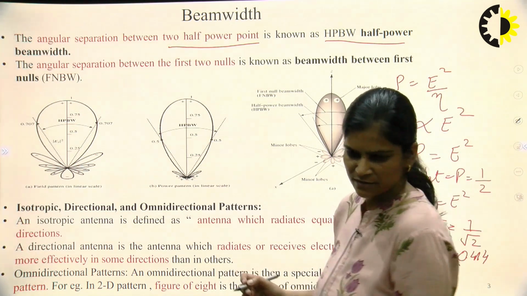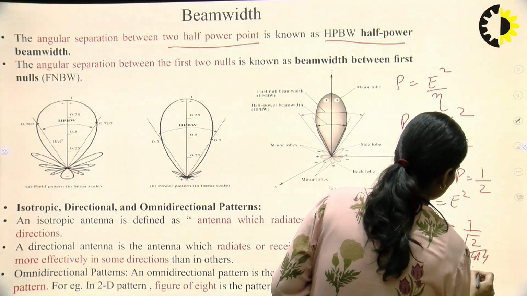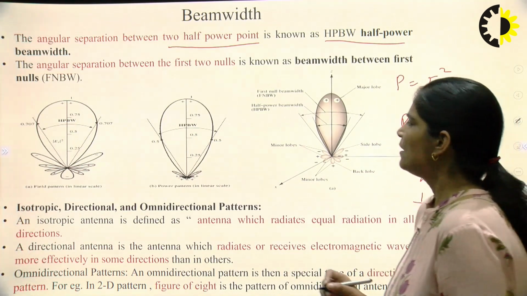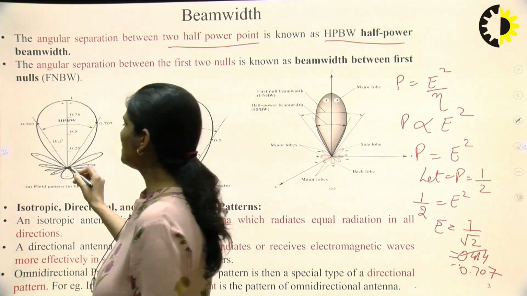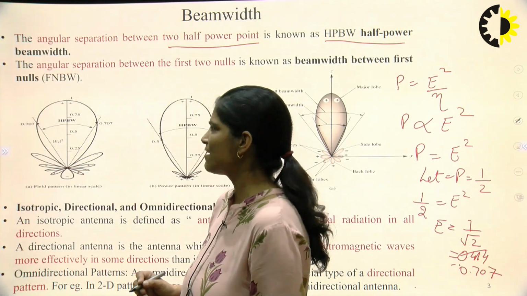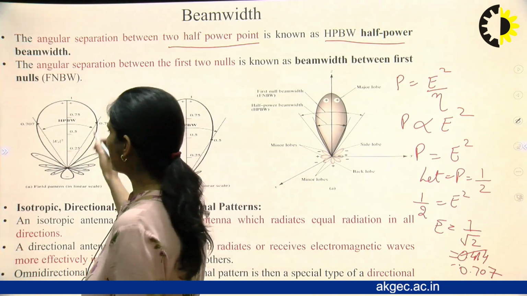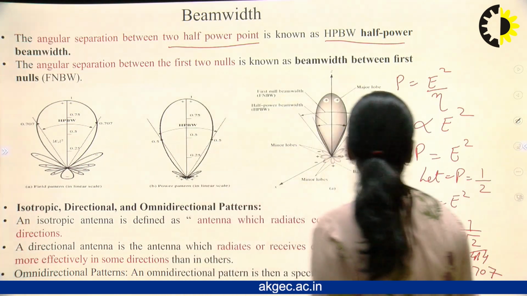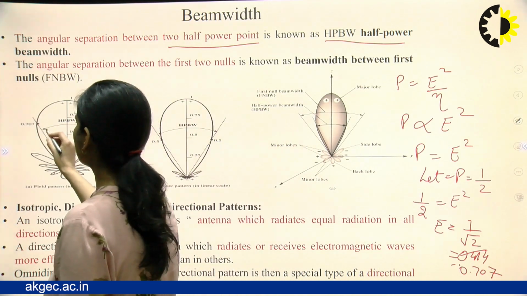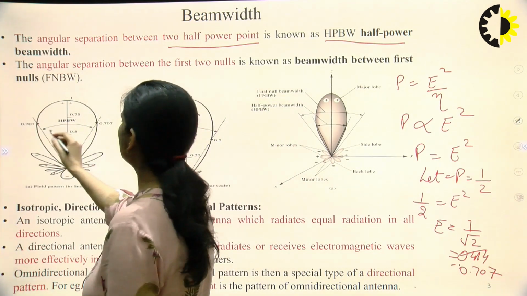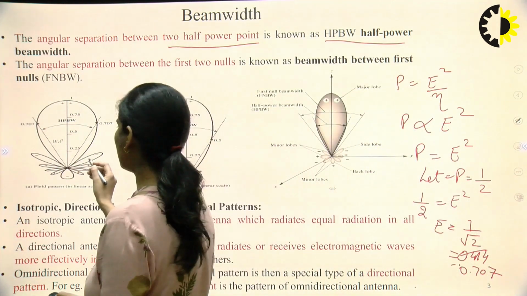1 upon root 2 is 0.707. Now this is the point where we are getting half power beam width. This is the maximum radiation when we are sending signal from transmitter to receiver, so we will receive the signal in the form of radiation. Here we are calculating E is equal to 0.707. The angular separation between these two points is known as half power beam width. Now these are your side lobes.